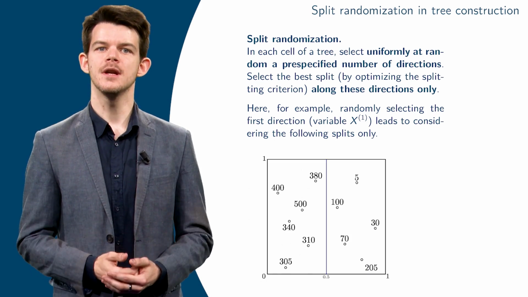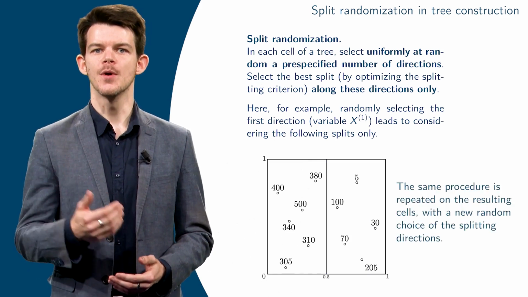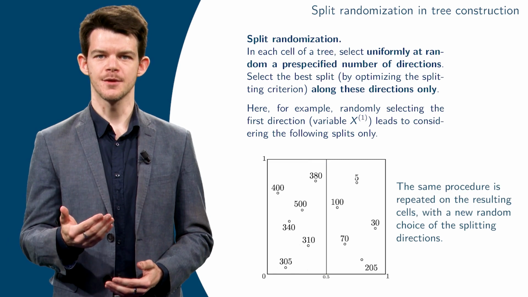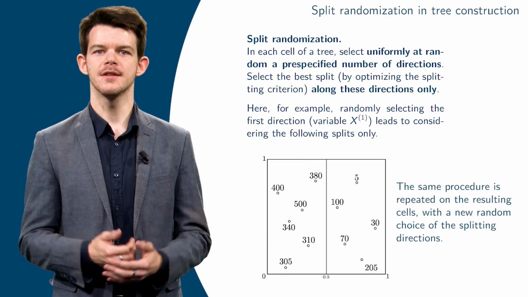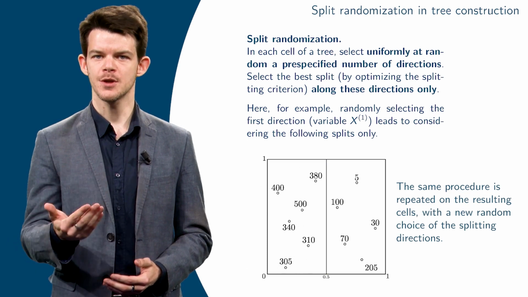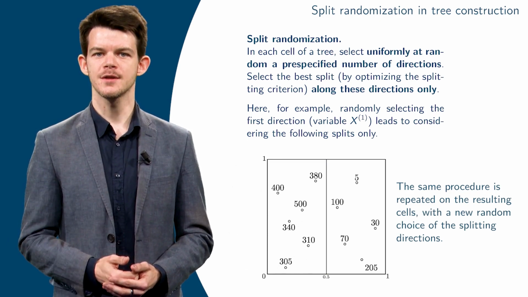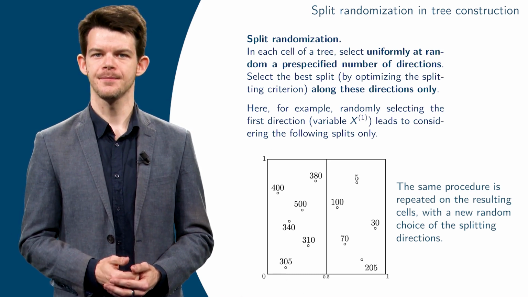Note that to build a new cell, a new draw of the splitting directions is performed. In particular, randomizing the splits does not consist in choosing, before the tree construction, a small number of directions according to which all the cuts in the tree will be made.